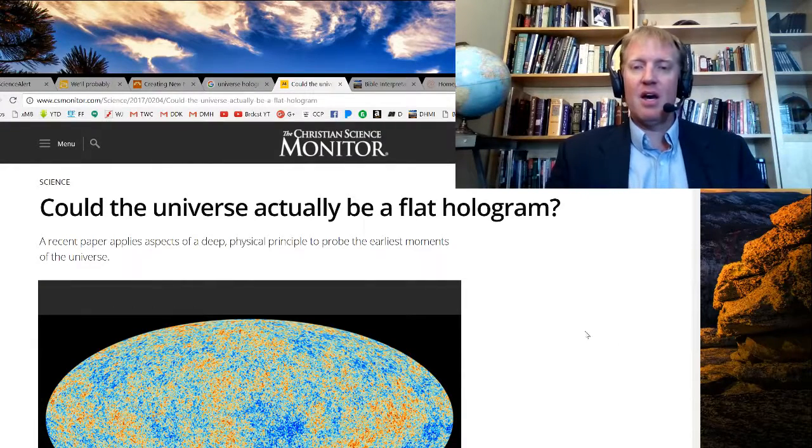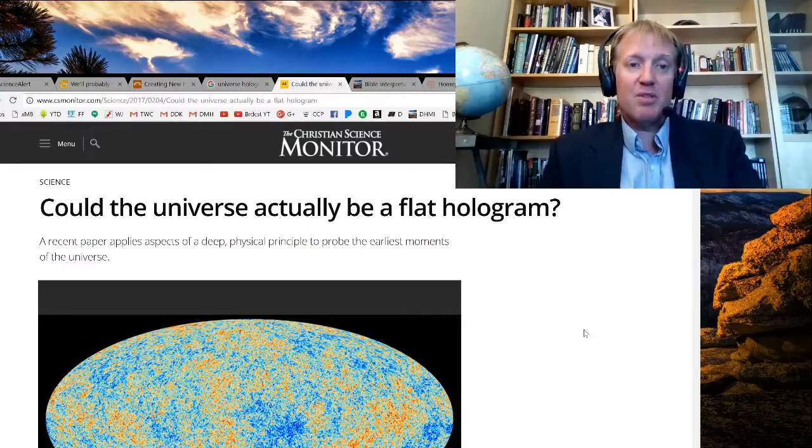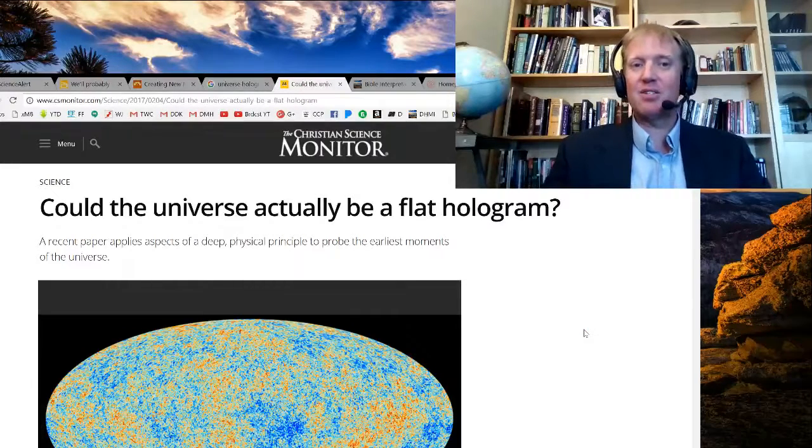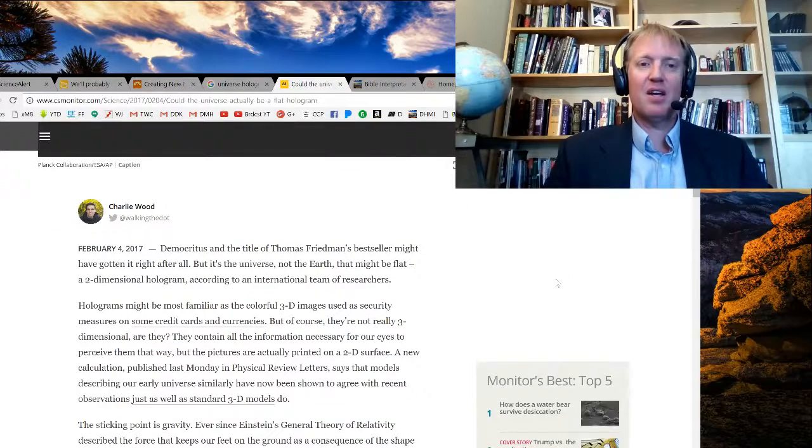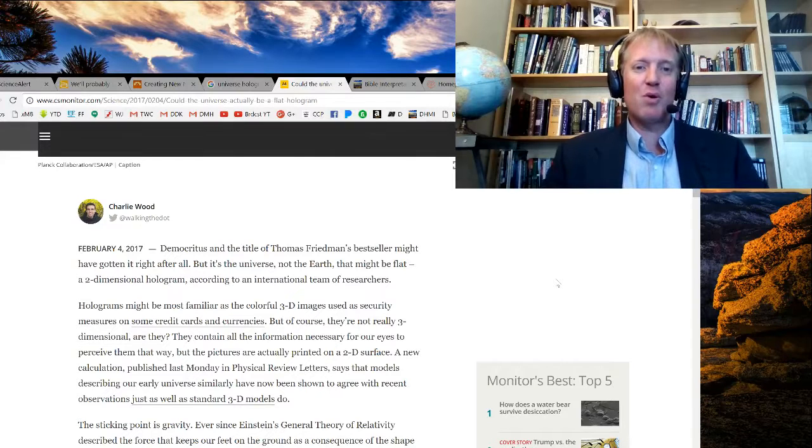Now, this is pretty interesting. The recent paper applies aspects of a deep physical principle to probe the earliest moments of the universe. And it says, Democritus and the title of Thomas Friedman's bestseller might have gotten it right after all, but it's the universe, not the Earth, that might be flat. So that might make some of our flat Earth people quite happy. It's a two-dimensional hologram, according to an international team of researchers.